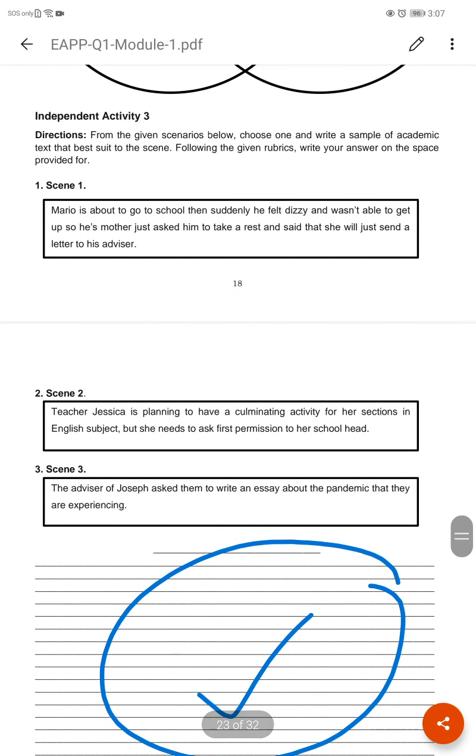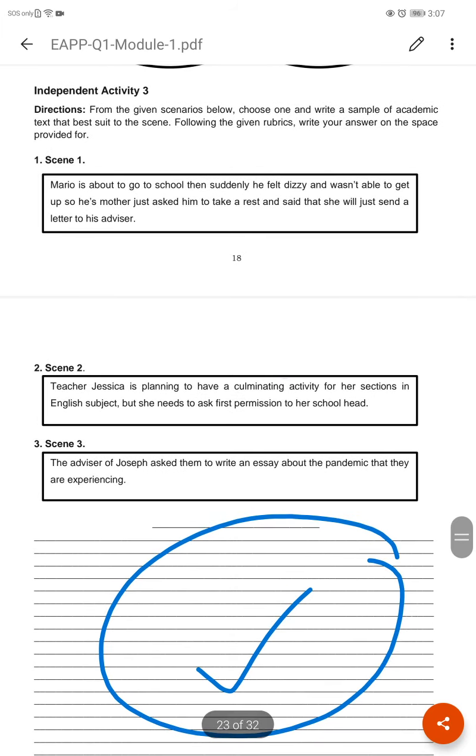So let's explain every scene we have here. Scene 1 says Mario is about to go to school, then suddenly he felt dizzy and wasn't able to get up, so his mother asked him to take a rest and said that she will send a letter to his advisor. For this scene, what do you think is the best academic text that you could write?